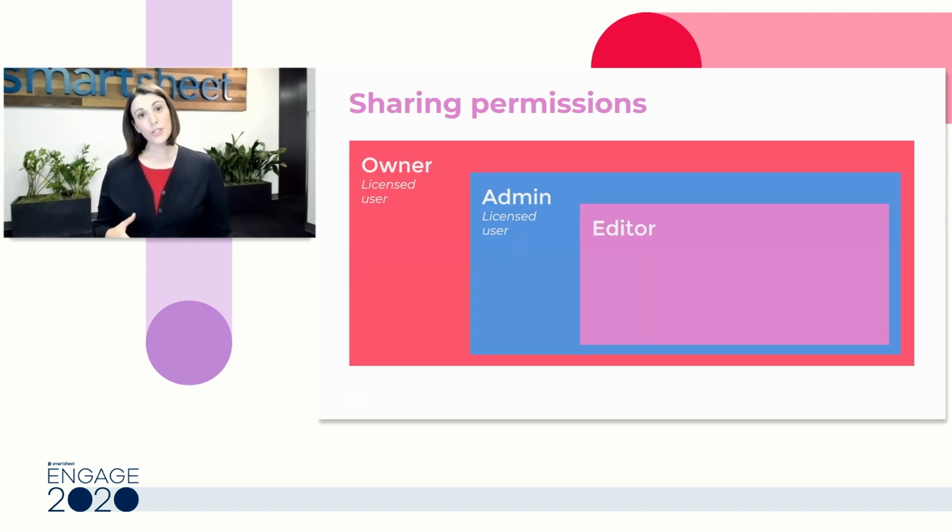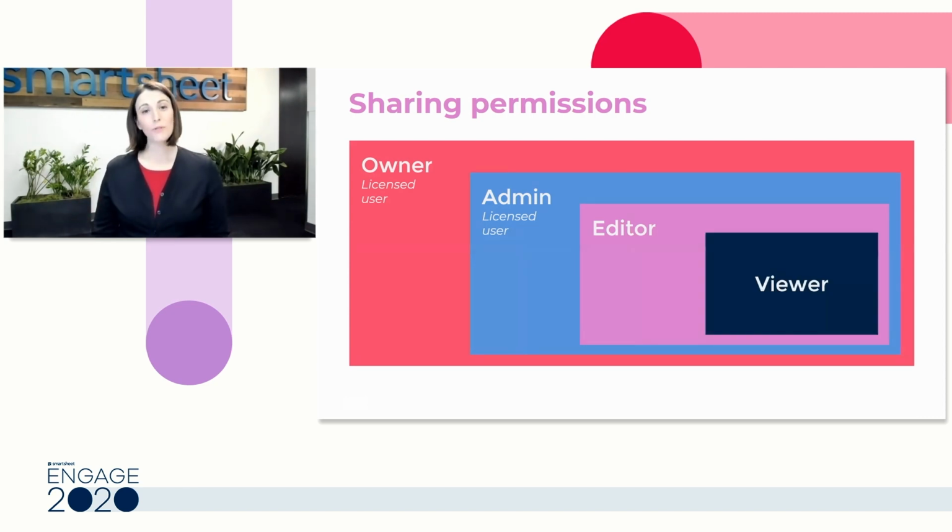Now, the next level down of sharing is what's called an editor. And this is probably the most common sharing permission that we see. And an editor can be either a licensed user or an unlicensed or free user. And an editor basically is just that. They have the ability to edit cells of information in your sheets and your reports. So if you have folks that you need to be able to update information, you're probably going to share them as an editor. And then the final sharing permission is a viewer.